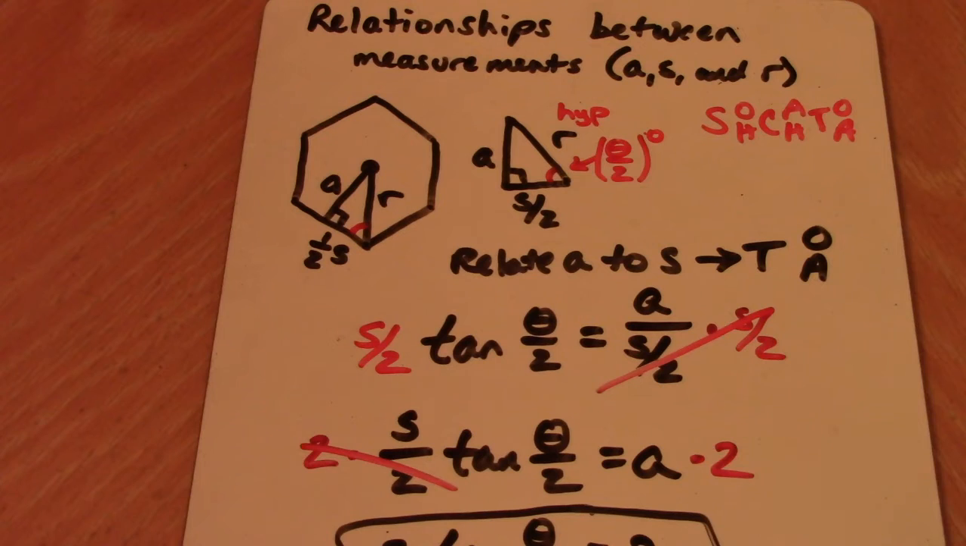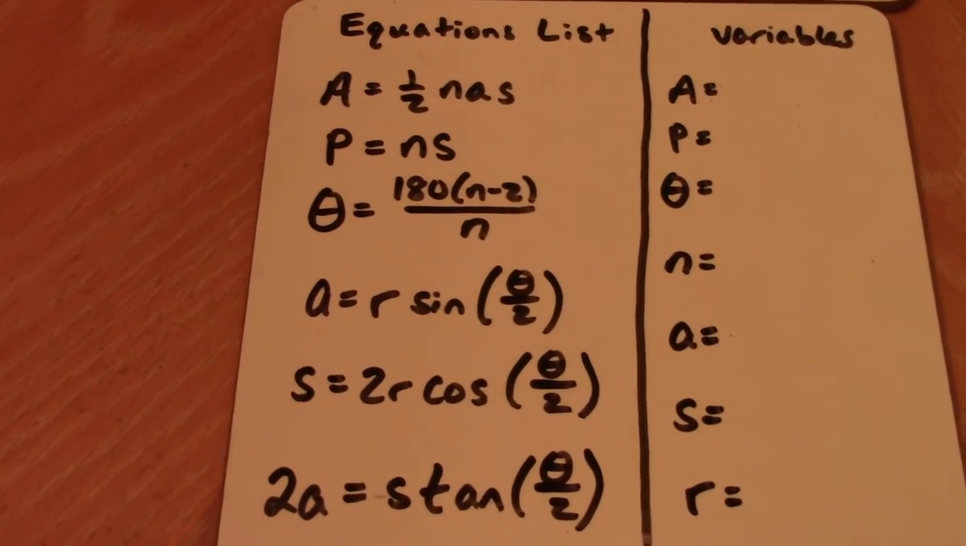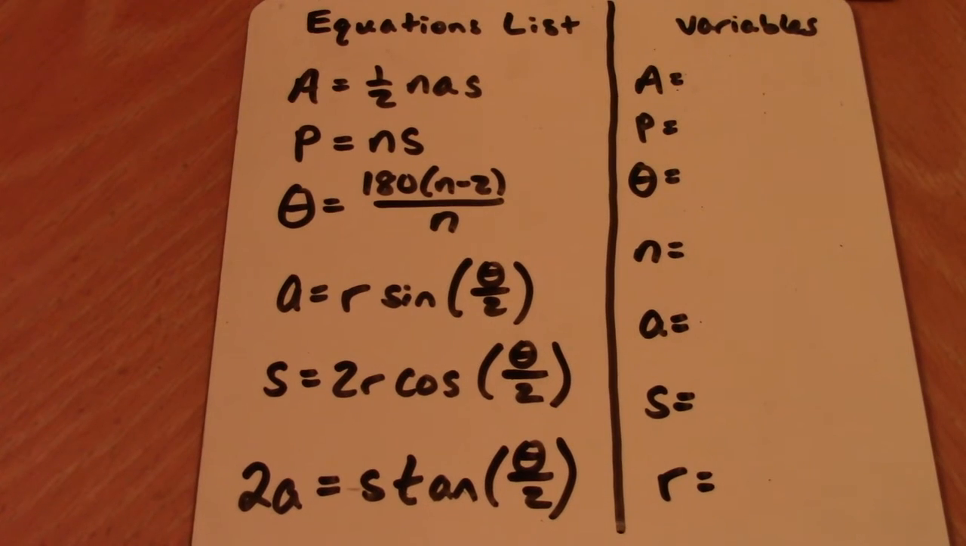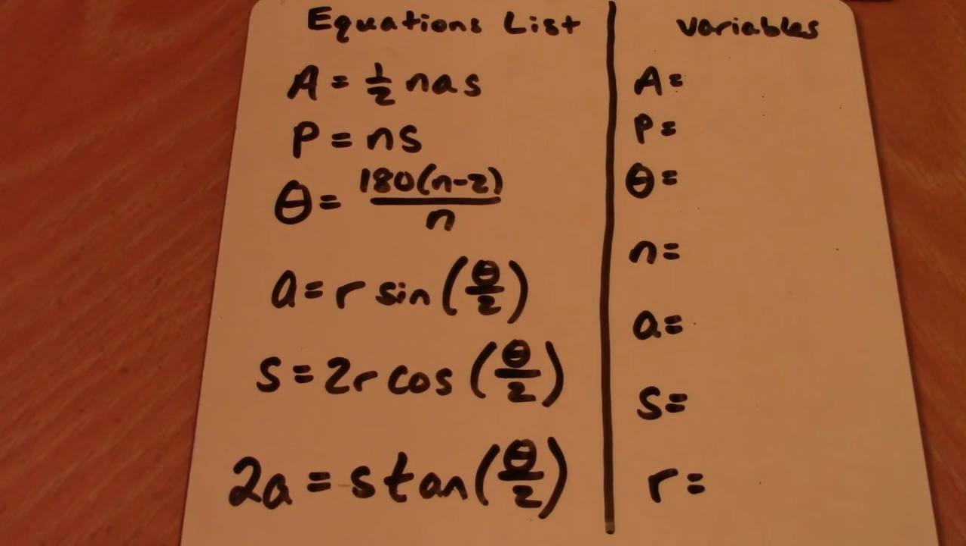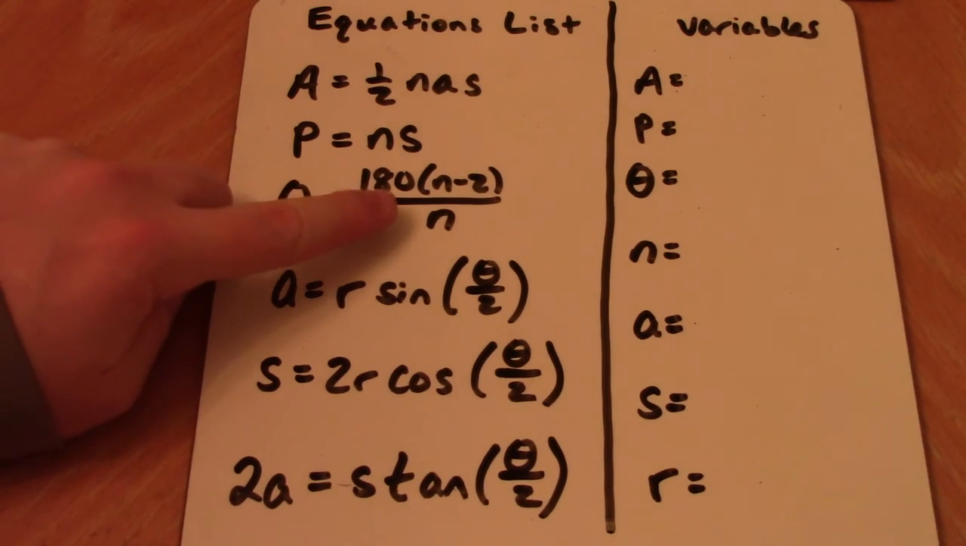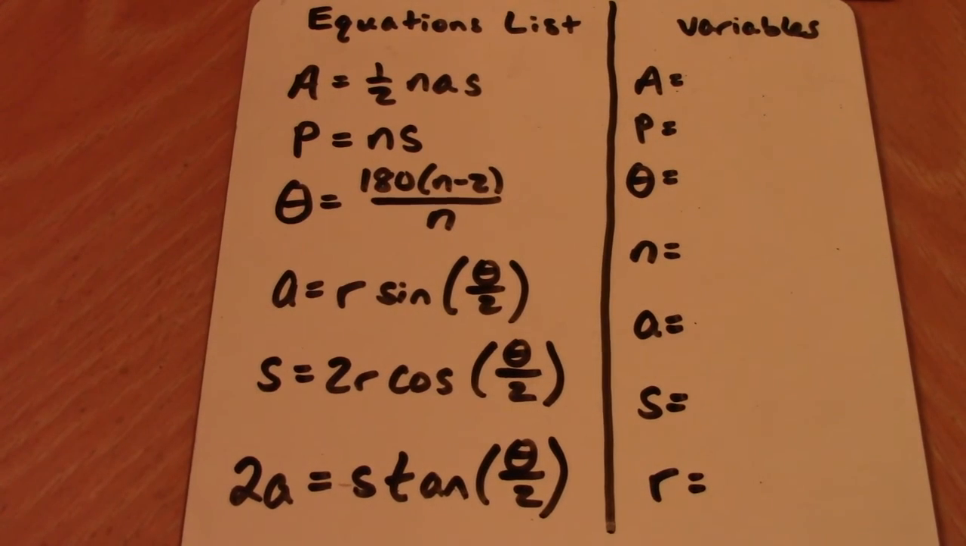Essentially what we've got so far are a perimeter equation, an area equation, an equation for theta, and relationship equations. So here's all of those equations in one place. Area is 1/2 NAS, that's number of sides times apothem times side length. Perimeter is N times S. Theta, which is our measure of one interior angle, is 180 times N minus 2 over N. The biggest mistake people make there is they always divide by 2, they don't divide by N. So make sure you're plugging the same number in for N in the top and bottom of that equation.